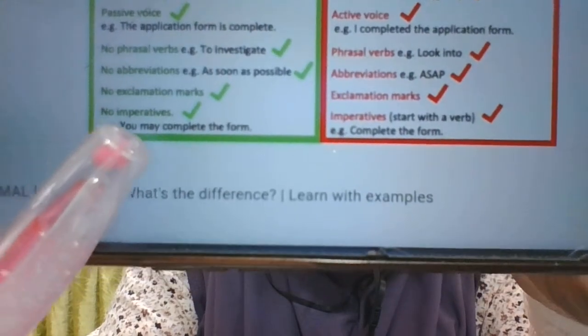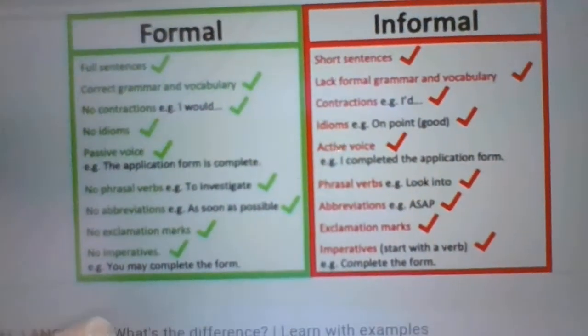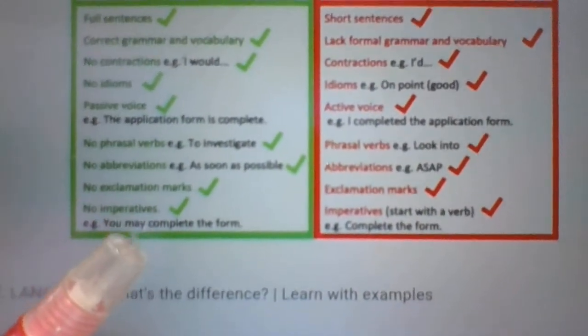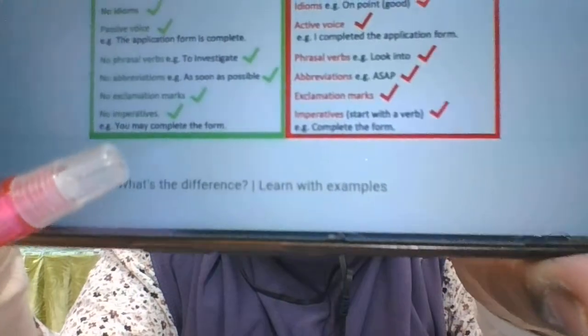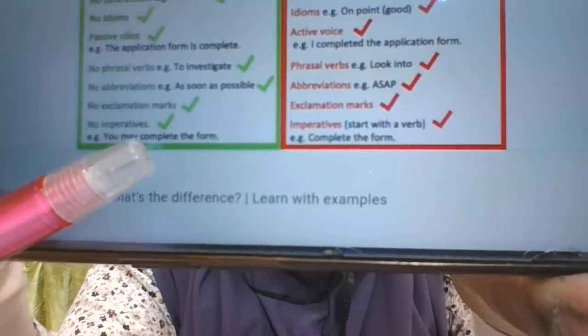Now, what is this? No imperatives. Imperatives means what I would like you to do. For example, you may complete the form. Kamu boleh isi borang itu.